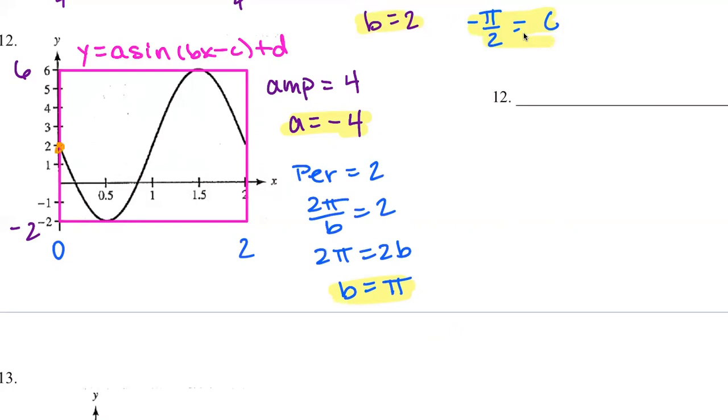Now, our starting point appears to be 0, 2. Well, if 0 is that x-coordinate, we're not going to have a c value. So we have y equals a sine of bx. There's no minus c. Whoops, let's actually write b in there. bx. There's no c value, and then we'll have plus 2.